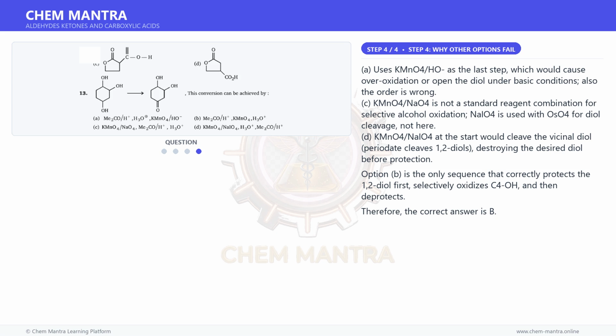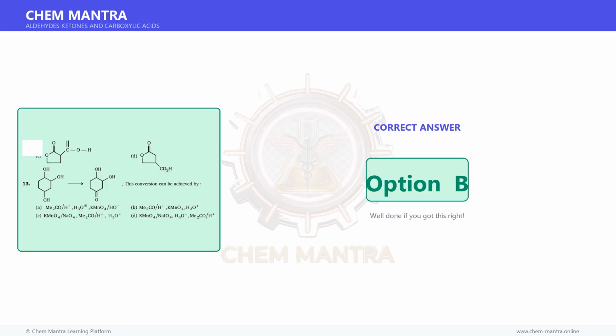D. KMnO4, NaIO4 at the start would cleave the vicinal diol. Periodate cleaves 1,2-diols, destroying the desired diol before protection. Option B is the only sequence that correctly protects the 1,2-diol first, selectively oxidizes the C4 OH, and then deprotects. Therefore, the correct answer is option B.